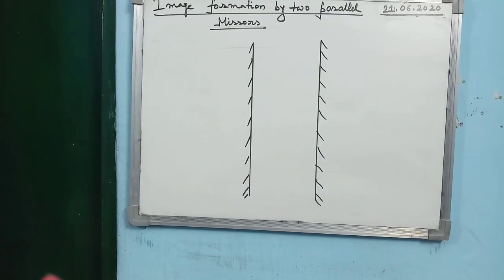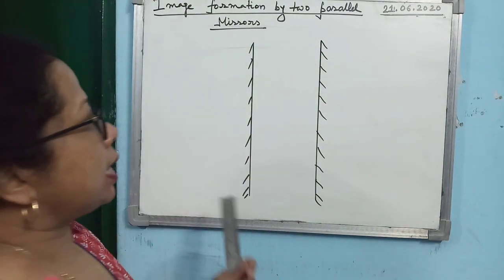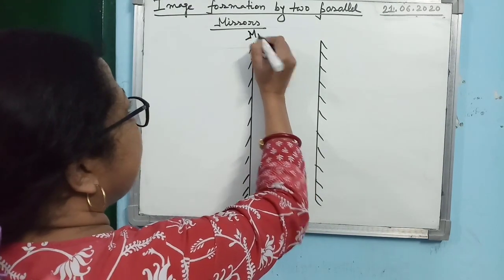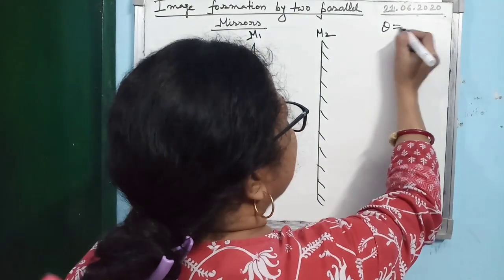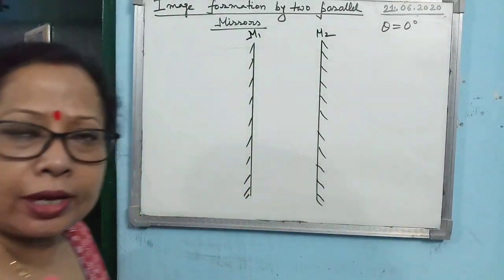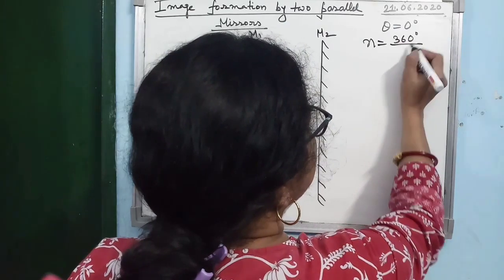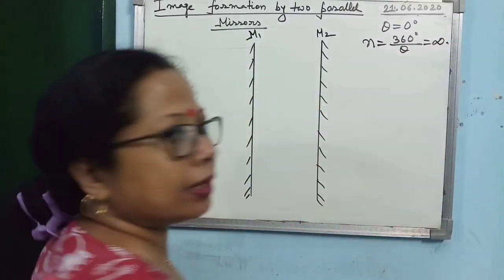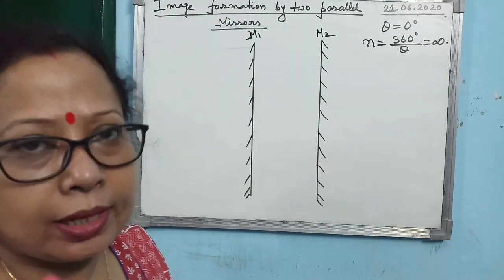Next is image formation by 2 parallel mirrors. Just look at the mirrors. The 2 mirrors I have drawn are parallel to each other. So if they are parallel, what is the angle between them? 0 degrees. Then you see how much n will be. n will be 360 by theta, which means infinity. Clear? If you subtract 1 from infinity, it will remain infinity.